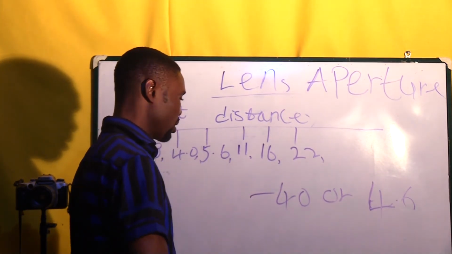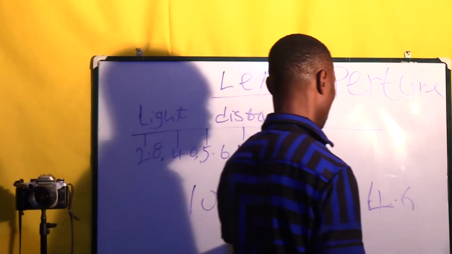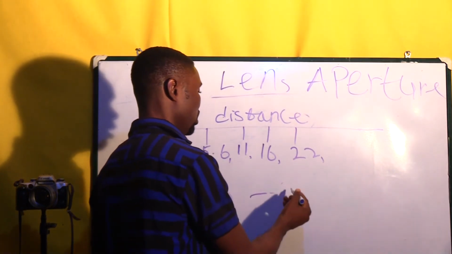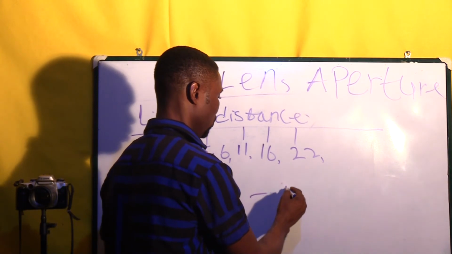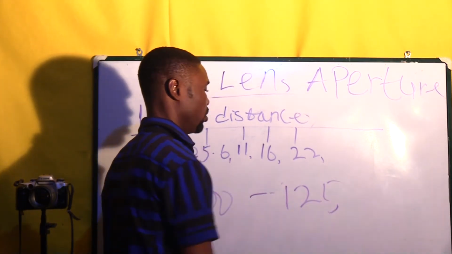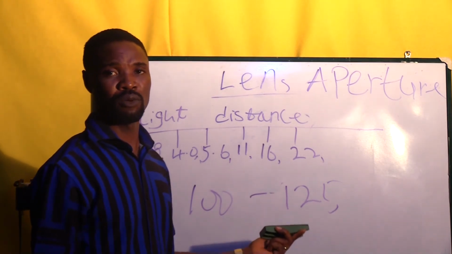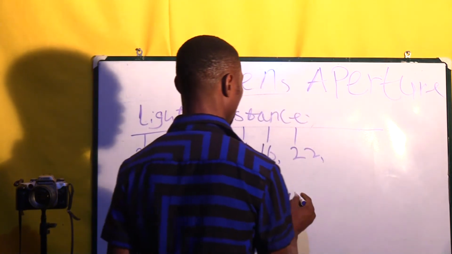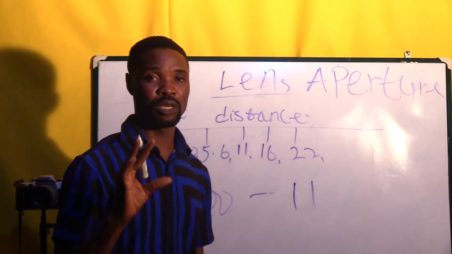You can equally bring down your ISO to 100, while your lens aperture can be on, let's say, 102 or 125. You can set it like this, depending on if you want to take a good picture. You can even go to this extent of taking your ISO to 11, depending on the kind of picture or object you are taking.